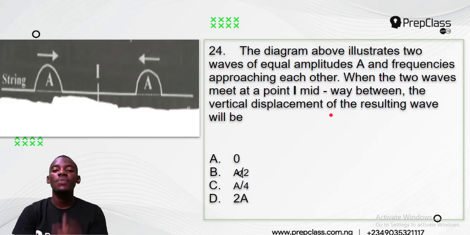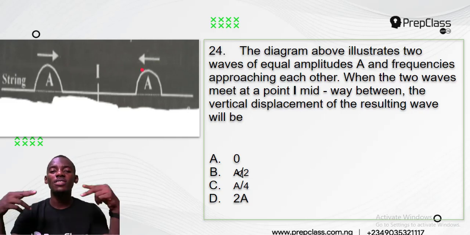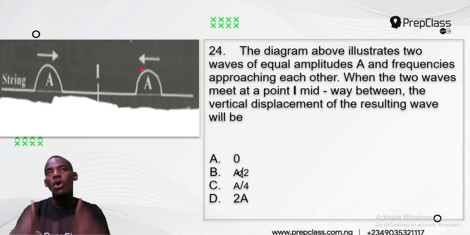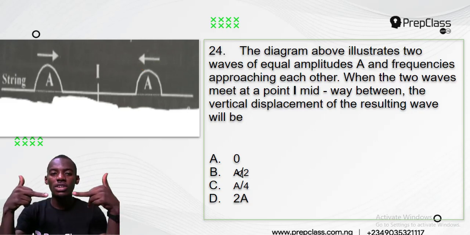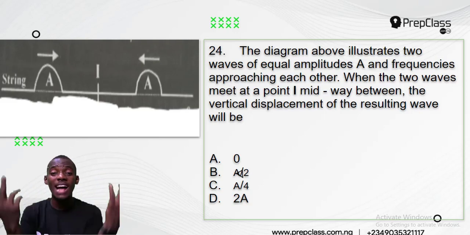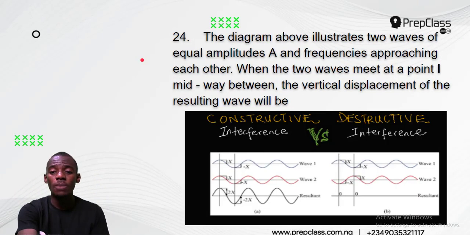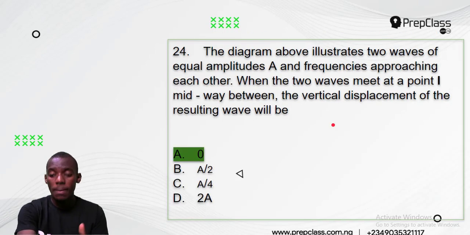Let's check out number 24. The diagram above illustrates two waves of equal amplitude A and frequency approaching each other. When the two waves meet at a point I, midway between, the vertical displacement of the resulting wave will be what? When these two equal waves clash, what do you think will happen? If two equal forces hit each other, or you kick two balls towards each other and they hit and they are equal, what will happen? They will cancel each other out. So the simple answer to that question is 0, because they are equal.